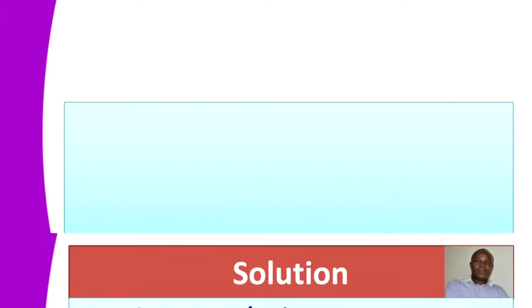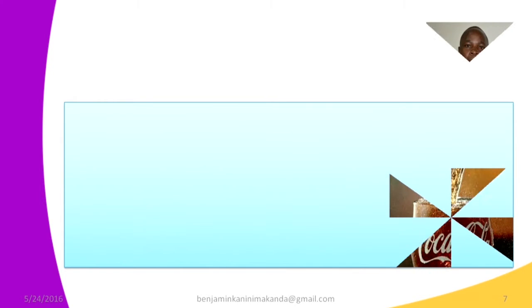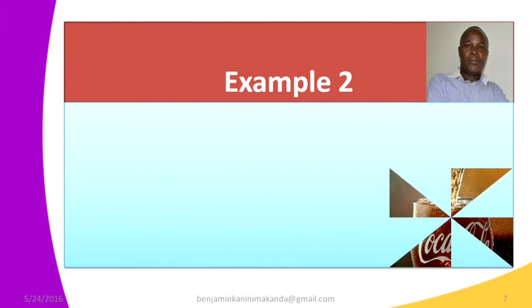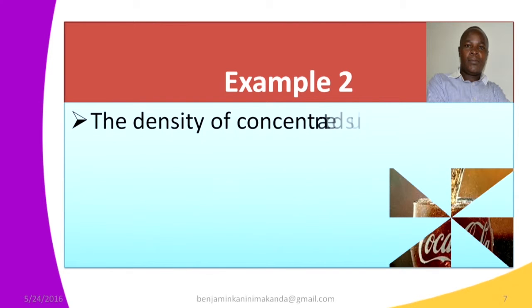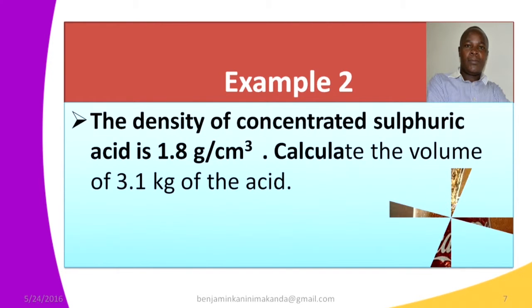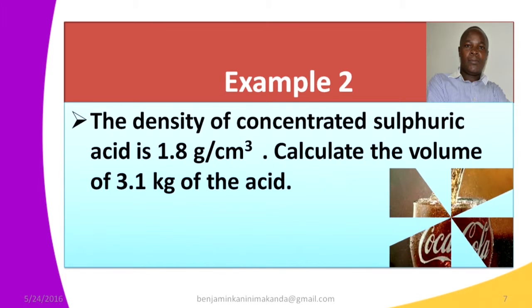Now, what about example number 2? Let's look at another example. In example number 2, we want to use a solution. In this case, we're going to use concentrated sulfuric acid. So we have the problem here. The density of concentrated sulfuric acid is 1.8 grams per centimeters cubed. Calculate the volume of 3.1 kilograms of the acid.